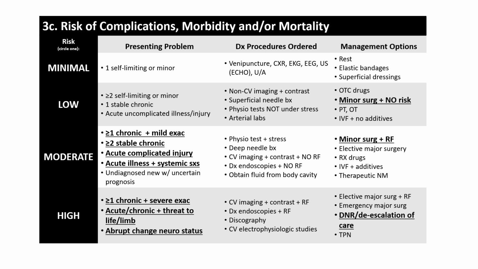If we slide on over to the far left chart, you look at presenting problems. So if you have greater than 2 stable chronic, that gets you moderate. If you have an acute complicated injury, that gets you moderate. I mean, an acute illness with systemic signs and symptoms, so your typical septic stone with urosepsis, most of our patients will fall in this moderate risk category. One of the things you can look for to upswing you to the high risk category is if you talk about DNR, de-escalation of care, or if you have abrupt change in neurostatus. So I perform stroke thrombectomy, and that factors into some of the billing that is associated with those services.